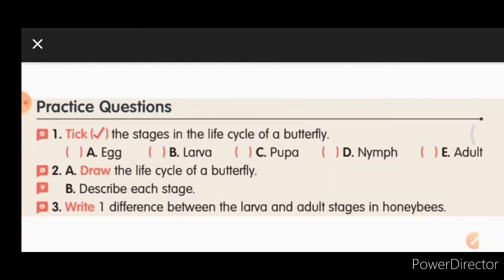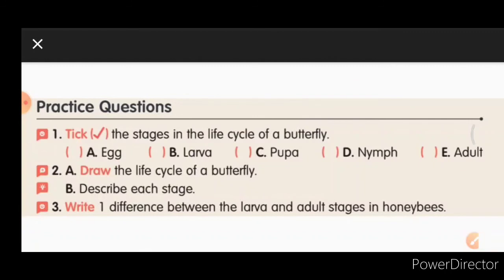See, they asked you B1, describe each stage. Not only 2 sentences, actually you have to write 4 sentences. So, what are you going to write? You should write that the first stage of a butterfly is egg. Then the second stage is larva, also known as caterpillar. In this stage, it looks very different from the adult and it eats a lot of food. Then the third stage is pupa. In this stage, it takes rest and it will not eat anything, right? The last stage is adult and it is the final stage, right?